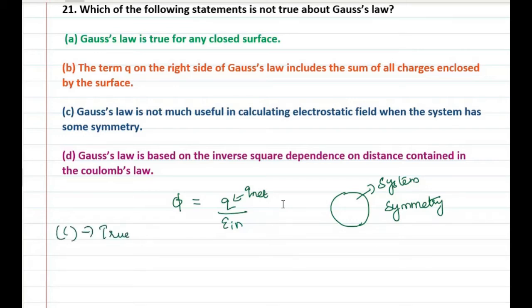Let's check it out for D. Gauss law is based on the inverse square dependence on distance contained in the Coulomb's law. Yes, it is based on the inverse square law, that is 1 by r square. Okay, so the option which is not true is C. Only when the system has symmetry can we apply the Gauss law.